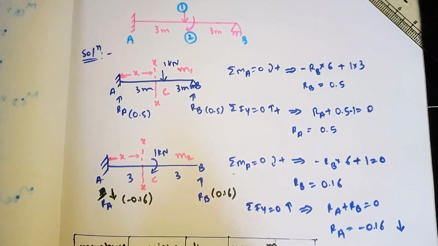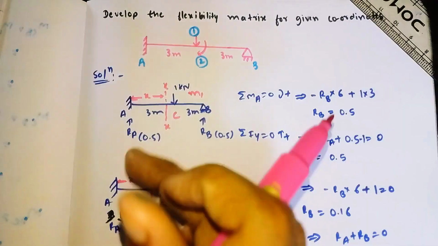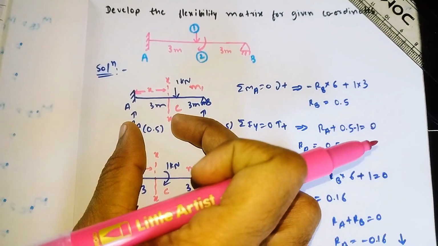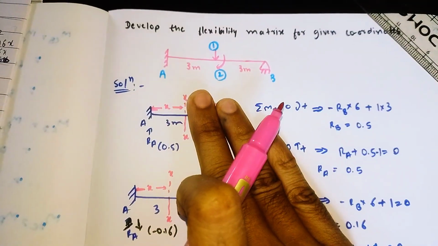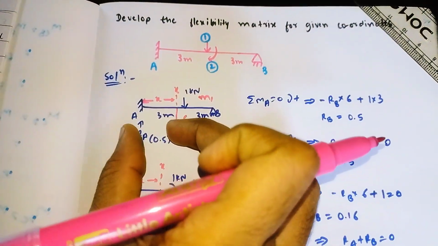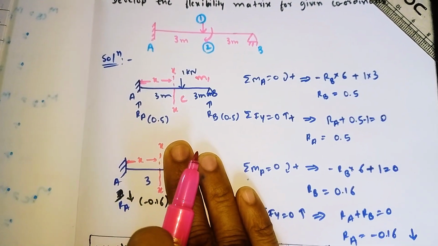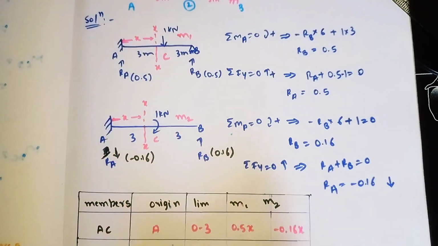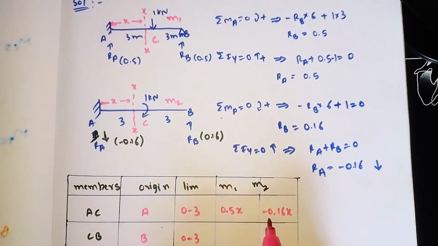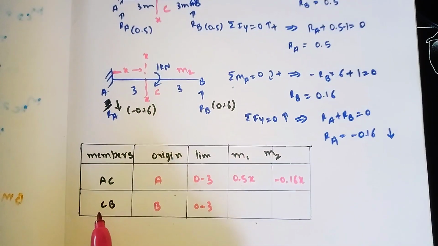Here is one more thing I want to tell you. See here, when you are calculating for the member AC, we need to take only this portion. The remaining we need to hide. Take only this portion, and while calculating the moment for this also hide this. Take only this much, from here to here, the AC part. So now we will calculate for member CB.